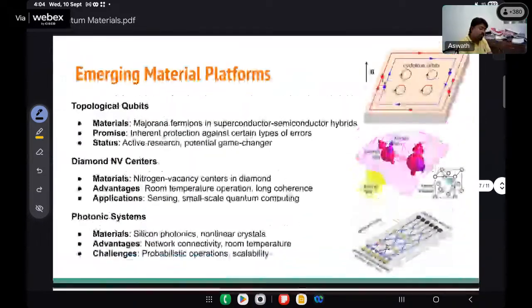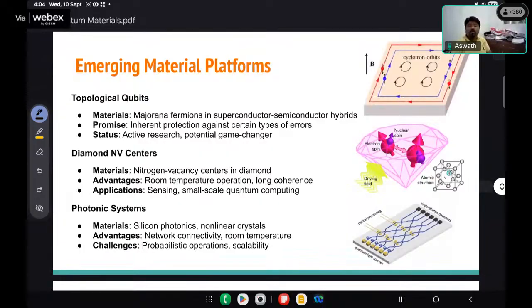Emerging material platforms. We will have a quick break for 5 minutes, and then we will come to this point.